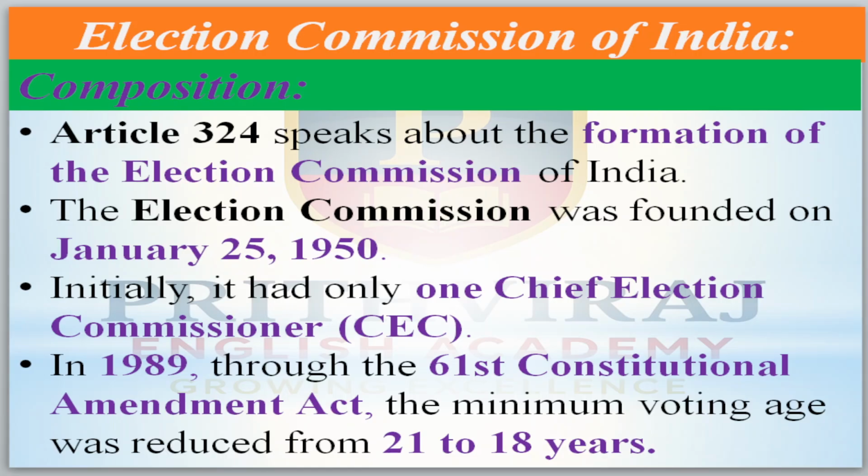But in the year 1989, an amendment was made to the constitution, called the 61st Amendment, a Constitutional Amendment Act. Through that, the voting age was reduced from 21 to 18 years. From 1950 till 1989, the voting age was 21, but in 1989 it was reduced to 18.